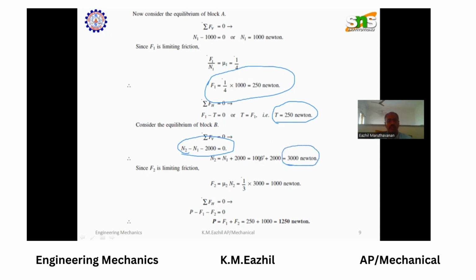Then we have to write down the equation for sigma Fh. Sigma Fh is equal to P minus F1 minus F2 is equal to 0. Here, F2 is equal to mu2 into N2. That mu2 is the given value 1 by 3, so 1 by 3 into N2 value 3000. We'll get F2 as 1000 Newton. By substituting the known values, we'll get the P value as 1250 Newton.